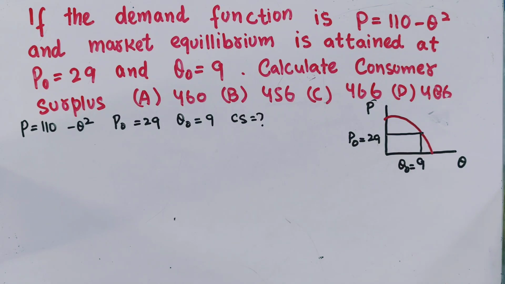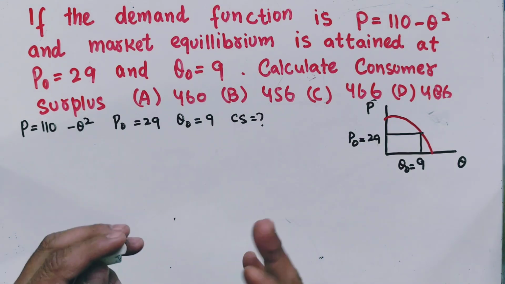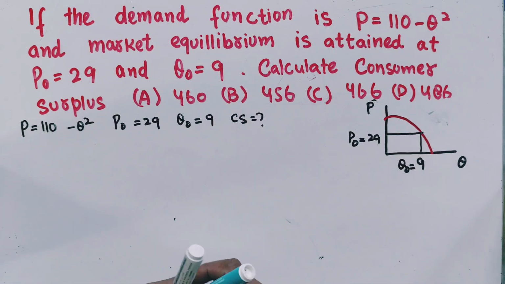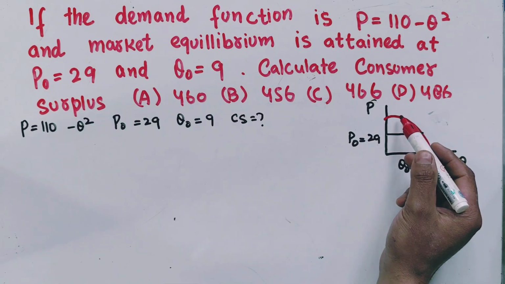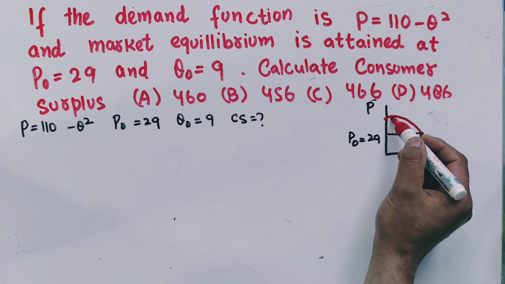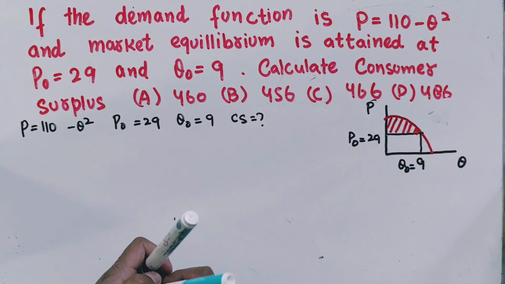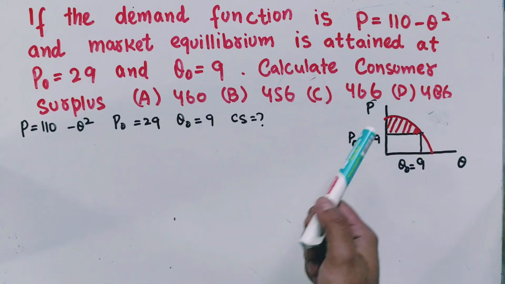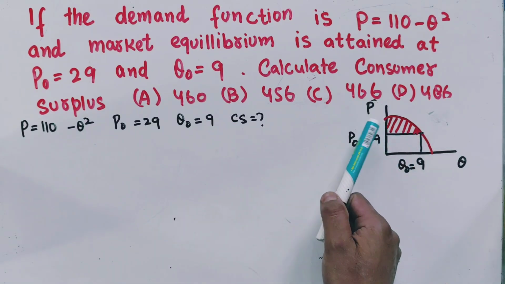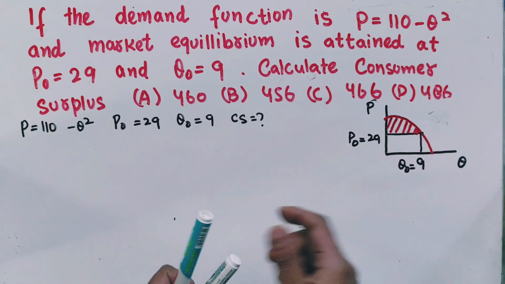Now what is consumer surplus? It is the difference between the price that the consumer is willing to pay for a product and the price he is actually paying for the product. Graphically, it is simply the area above the equilibrium price and below the demand function. So the area of this region will be our consumer surplus. We cannot use the basic algebraic method here, because we don't have a linear demand function. We have a quadratic demand function. So this time we are supposed to use definite integrals in this question.